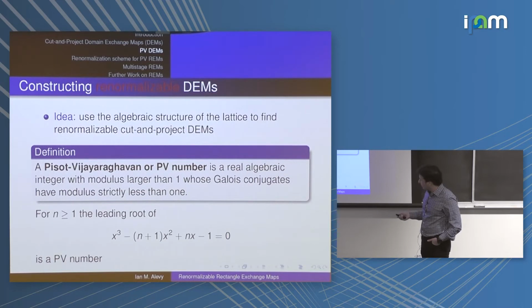OK, so this family of polynomials is going to give us a family of domain exchange maps which are all renormalizable.